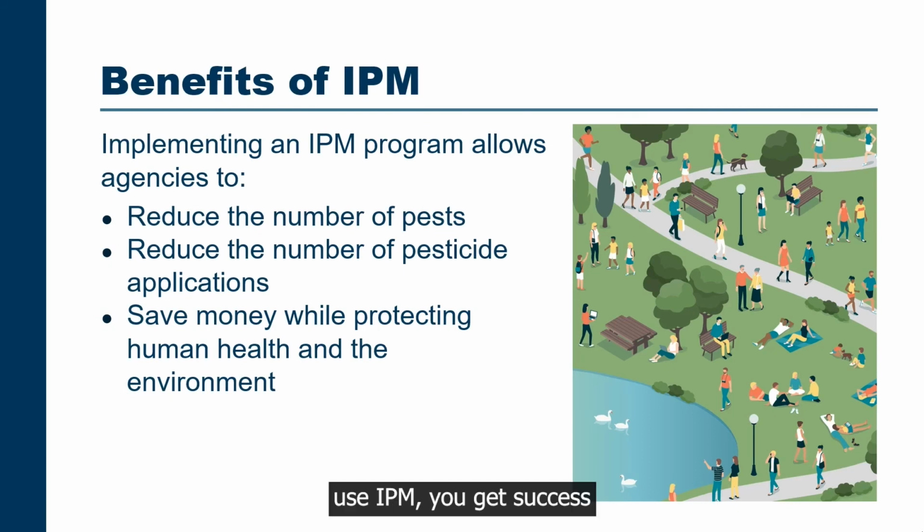When you use IPM, you get success, and you get it a lot faster than you would by immediately going to a spray option, and for a much longer period of time. And now you're reducing those target pests and only those target pests, and you're leaving everybody else alone to keep the soil healthy, the building healthy, maintain economic security, and have healthy working conditions. Now you've reduced the number of pesticide applications. One point that makes a big difference to agencies is that then saves a tremendous amount of money while protecting human health and the environment.